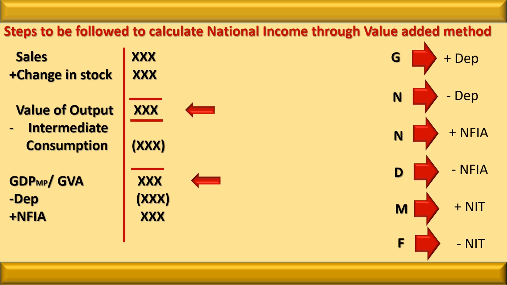Then finally, we have to convert MP into FC. To convert MP into FC, what do we have to do? We have to deduct net indirect taxes. Net indirect taxes means indirect tax minus subsidies. Then finally, we will get national income, that is NNPFC. These are the steps that we have to follow to calculate national income through the value added method. Please consider it. Please go through it.